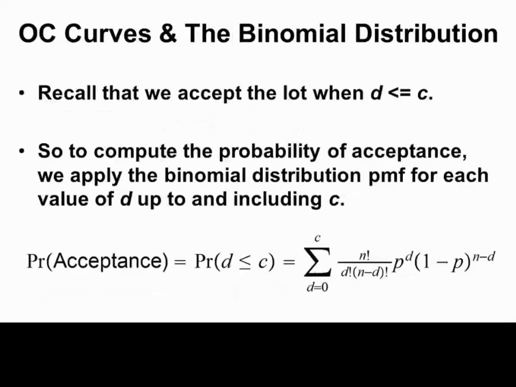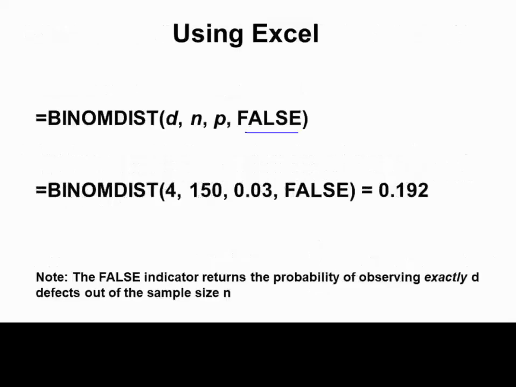Now, let's just extend this a bit. When we accept a lot, we said we're going to accept a lot when d is not equal to c necessarily, but less than or equal to c. The number of defects is less than or equal to some maximum number. So if we're going to apply the binomial to calculate the probability that d is less than or equal to c, all we learned so far is how to find it when d is equal to some number, 4.